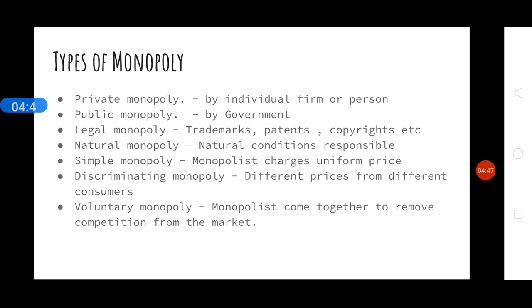First is private monopoly. As the name itself presents, this type of monopoly is created by an individual firm or a person.